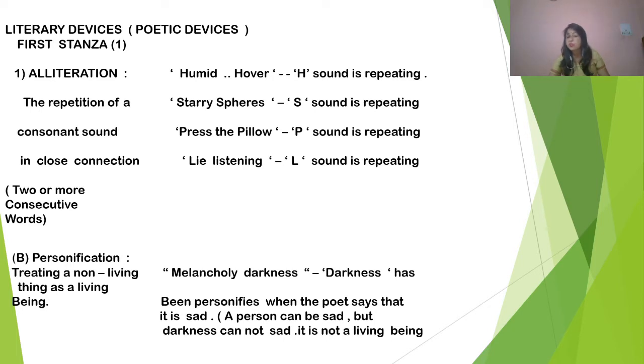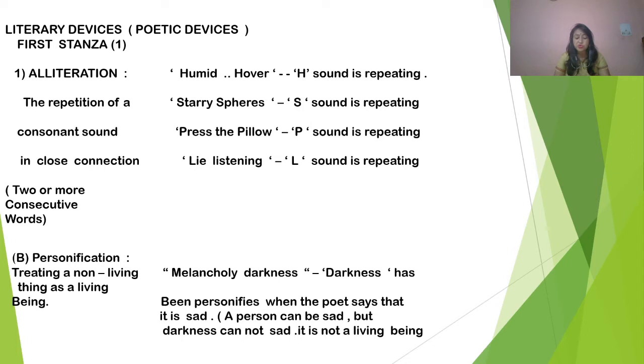Here, in the words humid and hover, the H sound is repeating. So, alliteration is the repetition of a consonant sound in close connection. Two or more consecutive words can be written there. It is called alliteration. See, humid shadows hover, so humid and hover, the H sound is repeating. Likewise, starry spheres, the S sound is repeating. And in the next line, press the pillow, the P sound is repeating.